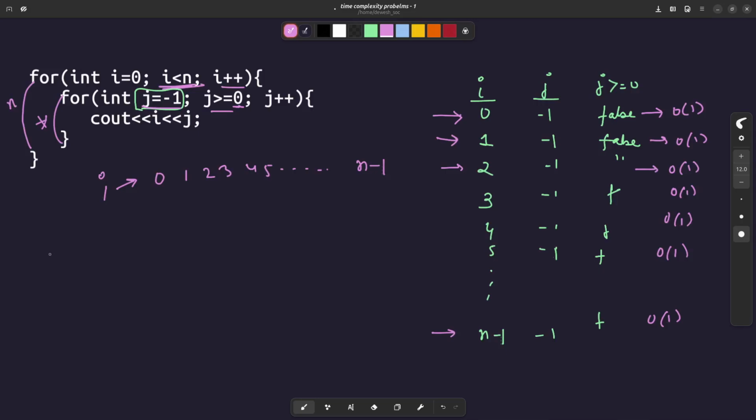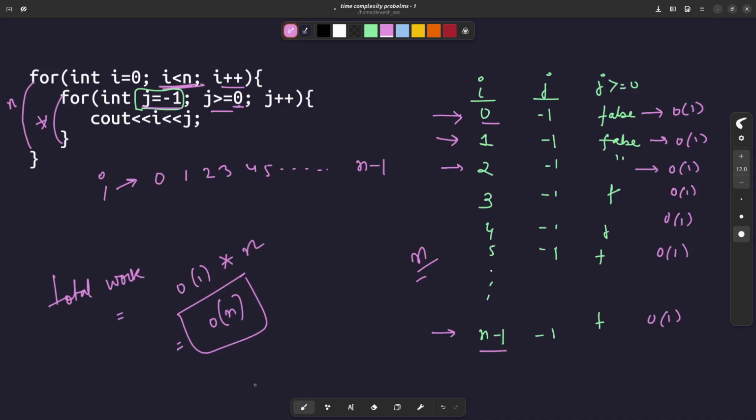So what will be the total work done? Total number of iterations or total work done? It will just be this O(1) constant work multiplied by how many times we are doing this. i is going from 0 to n minus 1. So there are a total of n terms here. So we are doing this n times. So constant into n is basically just n. This is the complexity, big O of n.